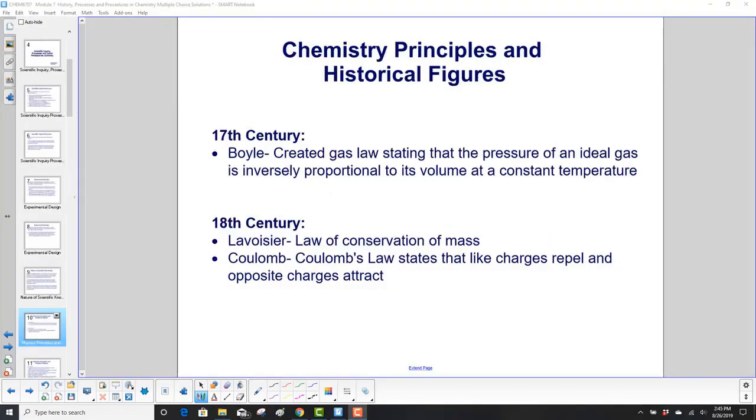Let's now look at some key chemistry principles and historical figures throughout the ages. Starting in the 17th century, we had Boyle, who created the gas law, stating that the pressure of an ideal gas is inversely proportional to its volume if it has a constant temperature. In the 18th century, we had Lavoisier, with the law of the conservation of mass, and then Coulomb. Coulomb's law states that like charges repel and opposite charges attract.